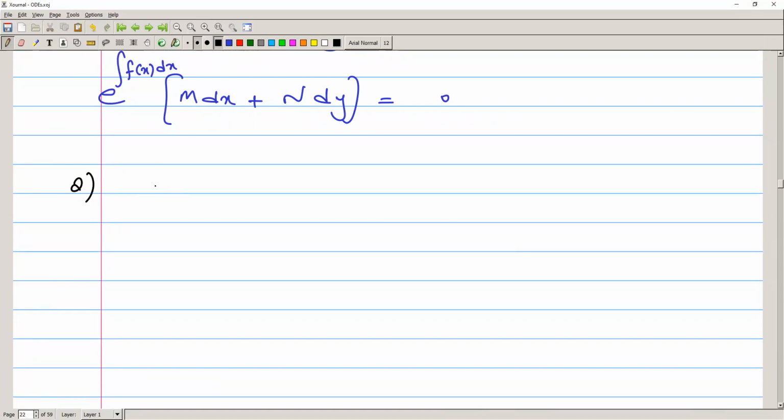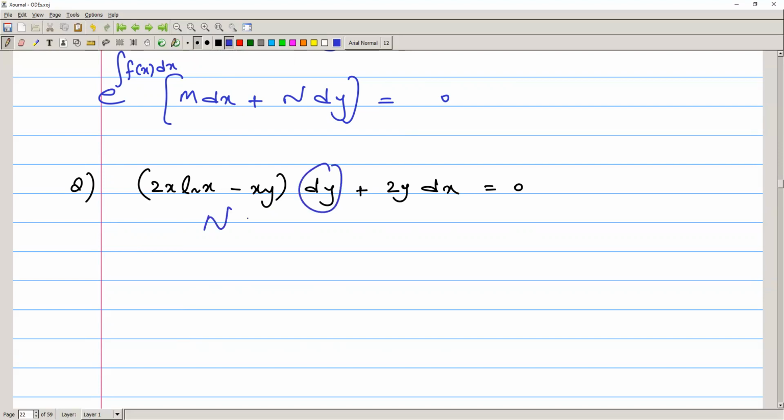So let's take an example and see how this method works. We have the question: (2x ln x minus xy) dy plus 2y dx equals 0. This is the problem. Now we will check. Remember, anything with dy is N and anything with dx is M. So this is M and this is N, right?